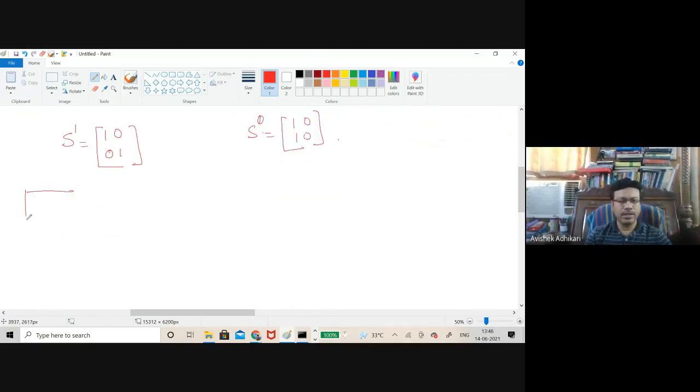Again, we can see this. Suppose this is my original black and white image. The dealer will first look at the first pixel of the secret image. If the first pixel is white, the dealer will come to this matrix. Then the dealer will make a random permutation on the columns. There are two elements here, so a random permutation on the columns means either this will come here or it will stay as it is. Any one of them will happen.